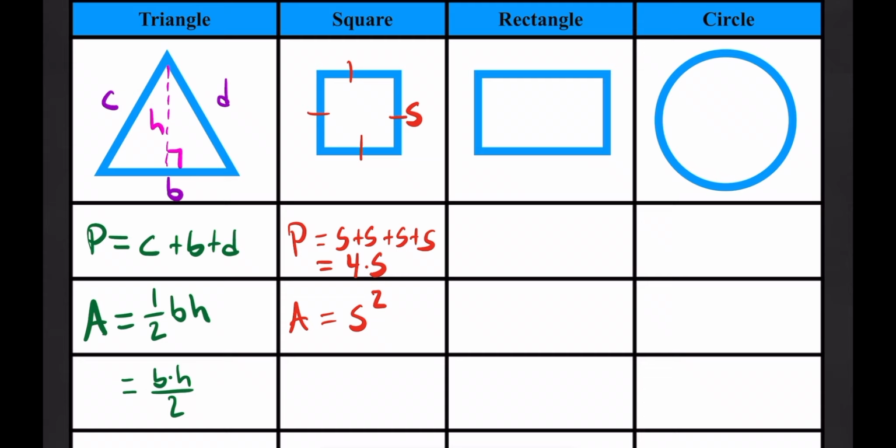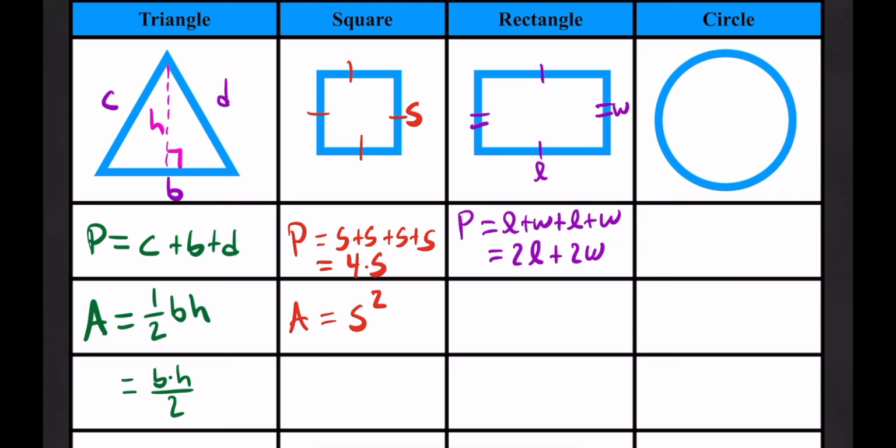Rectangle, we're going to call this our length. We're going to call this our width. So this side would be the same as that, and this side would be the same as the other side. So the perimeter of a rectangle is length plus width plus length plus width. In other words, we have 2 times the length plus 2 times the width.